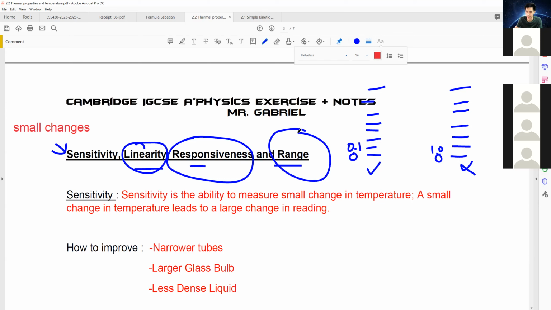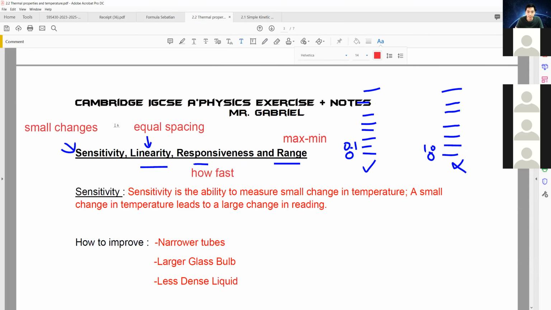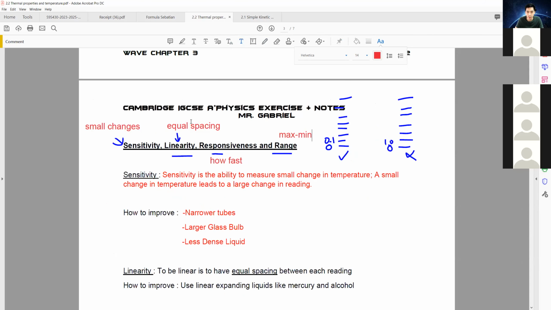Range is basically the maximum to the minimum temperature, right? For example, good range will be like anywhere that can measure -10 to 120 degrees Celsius. Poor range will be like anywhere that can measure from 10 to 40 degrees Celsius. Usually, the larger the range, the better it is, right? So in terms of linearity, it usually is equal spacing between each reading. In terms of responsiveness, it is basically how fast it can react to temperature change, and range is just the maximum to the minimum temperature, right? Yeah, this is what you're supposed to know here.